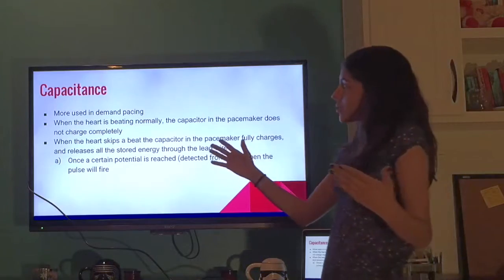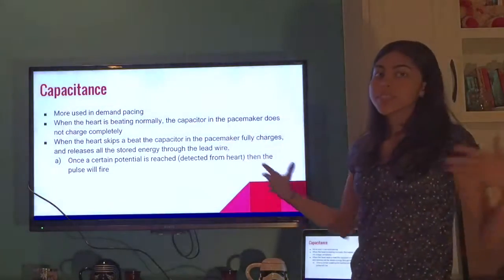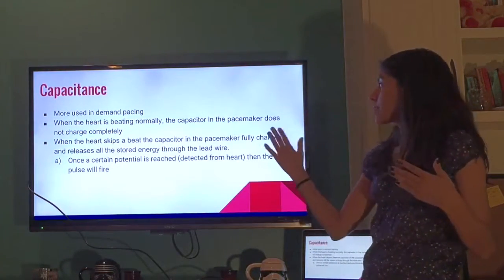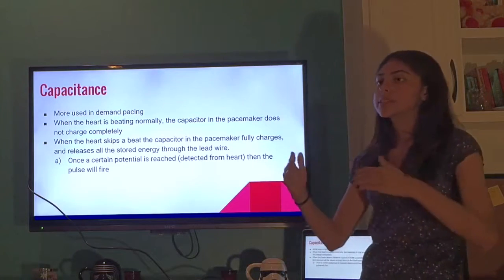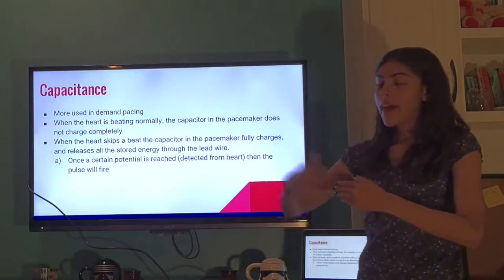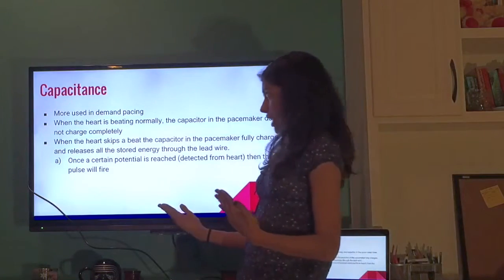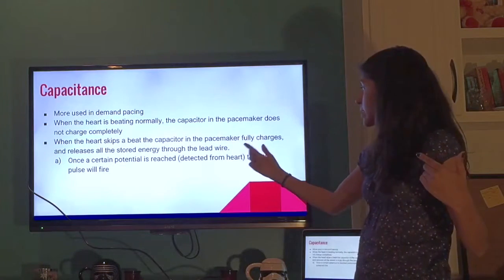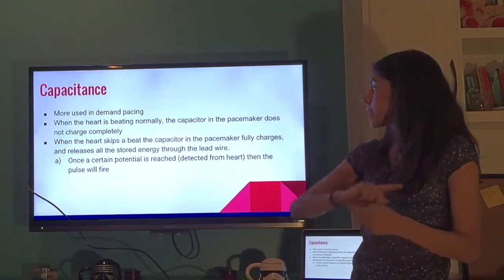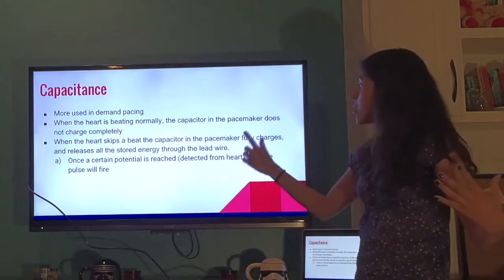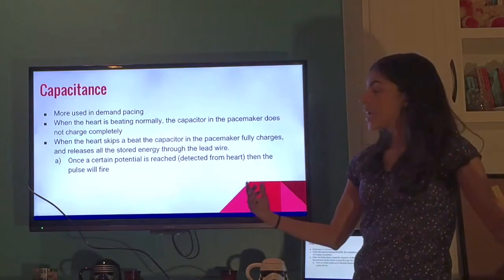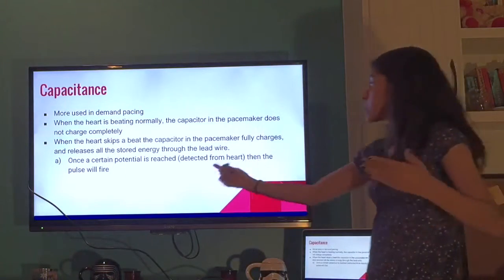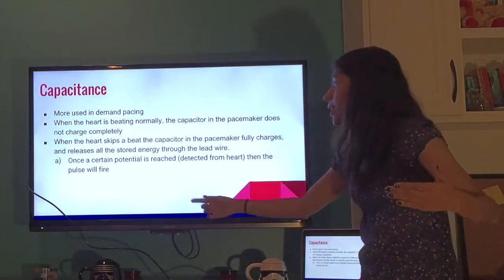Okay, one of the last ones we're going to be looking at is capacitance. And again, it's used in these newer pacemakers for demand pacing. So when the heart is beating normally, the capacitor in the pacemaker does not charge because, as we said in the previous slide, that maximum threshold has not been reached yet. When the heart skips a beat, the capacitor in the pacemaker fully charges. And once it does, it will release its stored energy through the lead wire and into the heart to create that correct heartbeat. Once a certain potential is reached, which is, again, the threshold potential from the heart, then the pulse will fire.